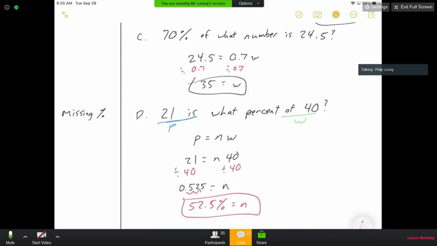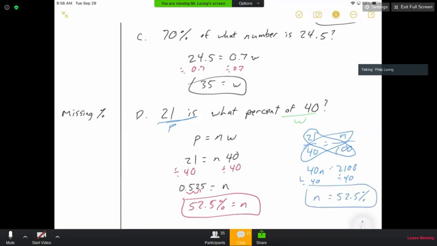So if you were to do this in what we've been doing the last couple of days, you would have done it like this instead. You would have said, okay, well, 21 over 40, part over whole, is equal to N over 100. 40N is equal to 2100. Notice, look, on both methods we divide by 40. That's why they're the same. You're dividing by the same thing, essentially. So you get the same thing either way, right?